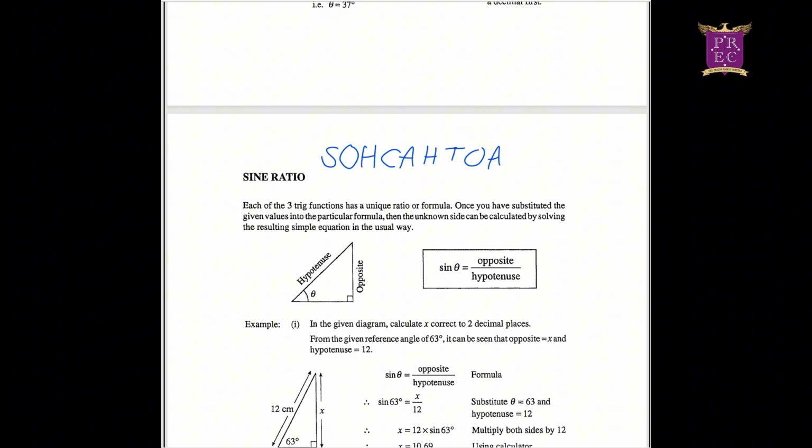Okay, so SOH means sine is equal to opposite over hypotenuse. CAH means cos is equal to adjacent over hypotenuse. And TOA means tan is equal to opposite over adjacent. Okay, this is what you guys need to remember. Adjacent over hypotenuse, sorry. Alright, remember this acronym, which will help you guys a lot when you're doing your questions, okay?